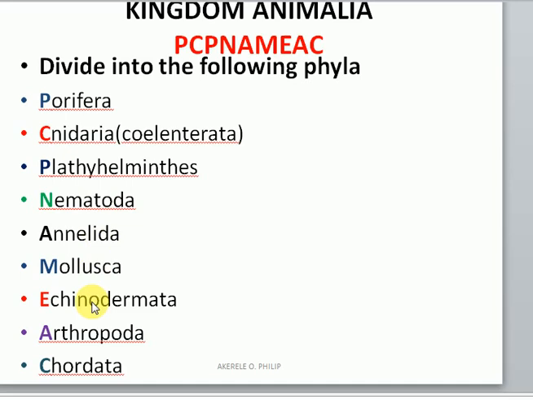Echinodermata, that is starfish. All right, Arthropoda, those have different classes, which I will explain. Examples of those are your crayfish, scorpion, crab, cockroach, and the likes. Millipede, I will explain that. Then Chordata, these ones have other classes under them, talking about fish, mammals, birds, reptiles, and the likes. All right, so let's move on.